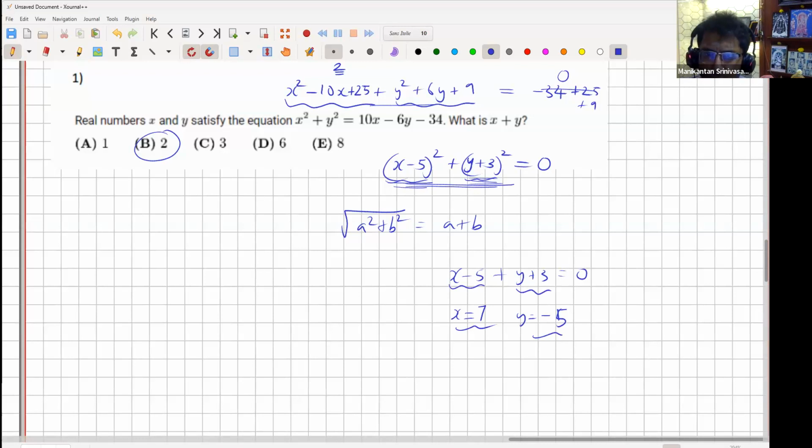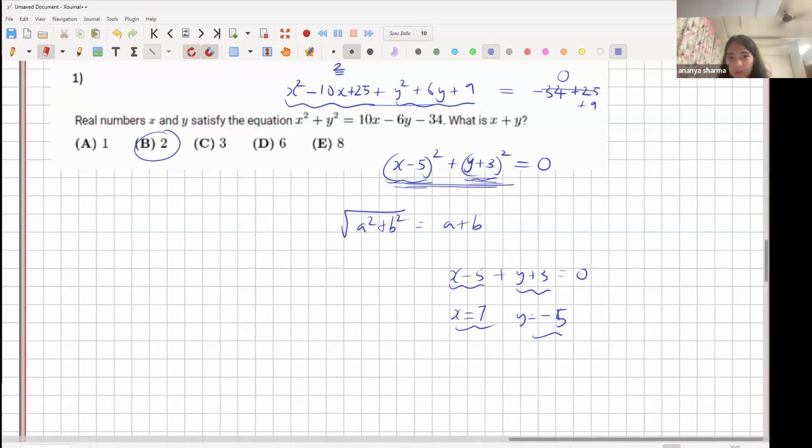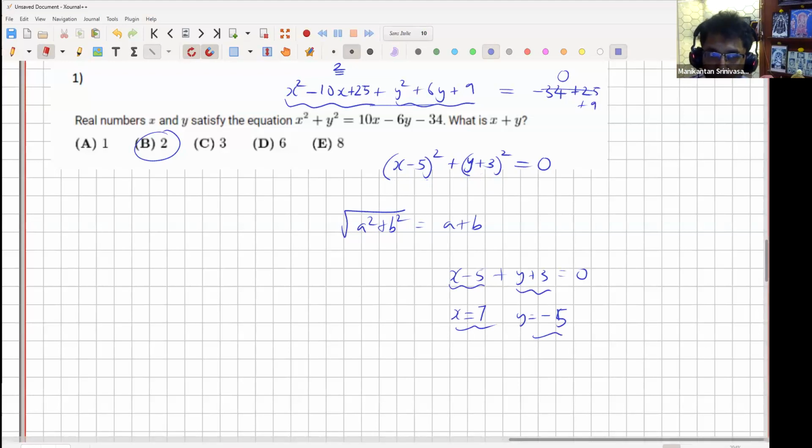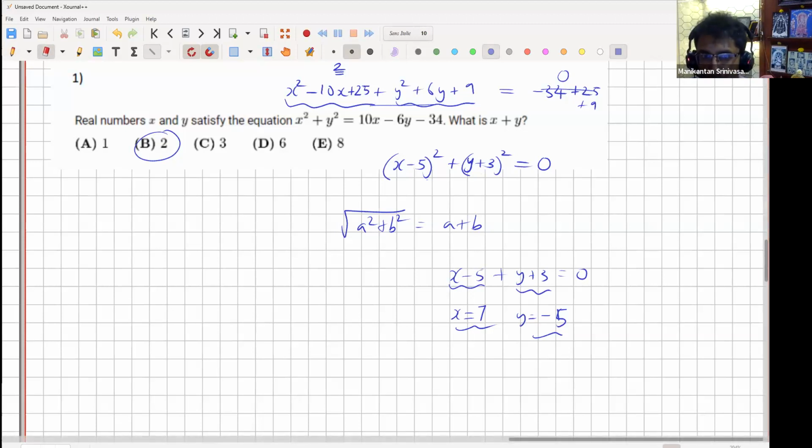Okay, Ananya, can you complete? What were you saying? That it would be 5 because 5 minus 5 square would be 0, plus negative 3 raised to 2 will also be 0. I agree that 5 and minus 3 happen to work, but why is that the only solution? So that is not the only solution, sir. But in the end, you have to add it anyway.